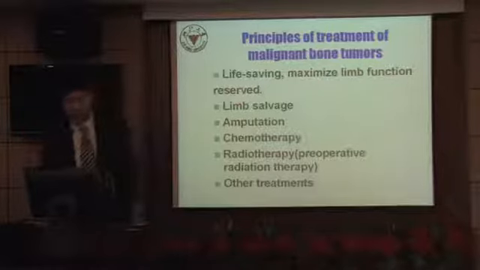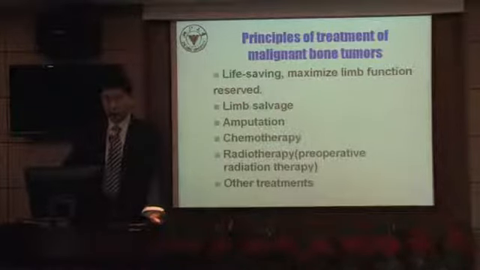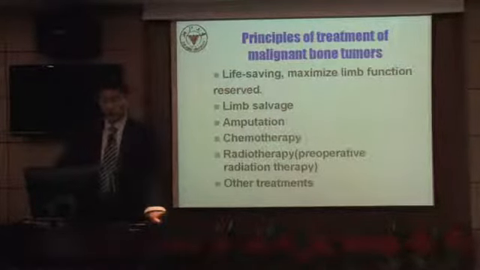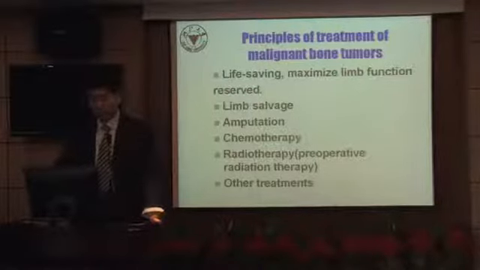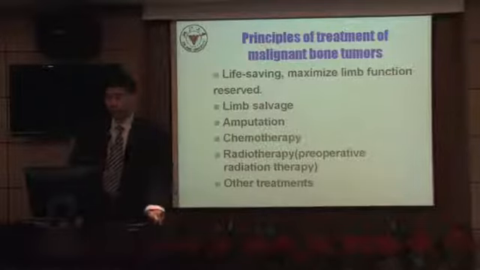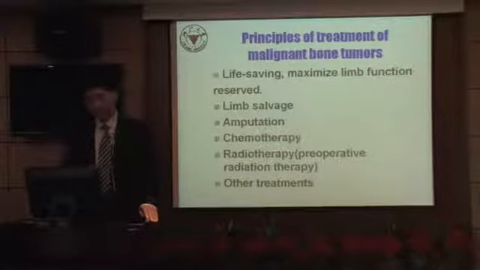Limb salvage is a kind of surgery. And we can do the amputation surgery. And we can do the chemotherapy, the radiotherapy. We can do this radiotherapy, perioperative radiation therapy, or the other treatments.